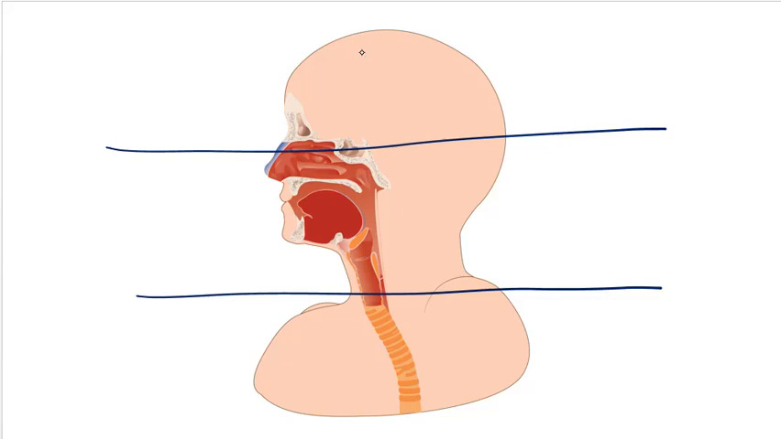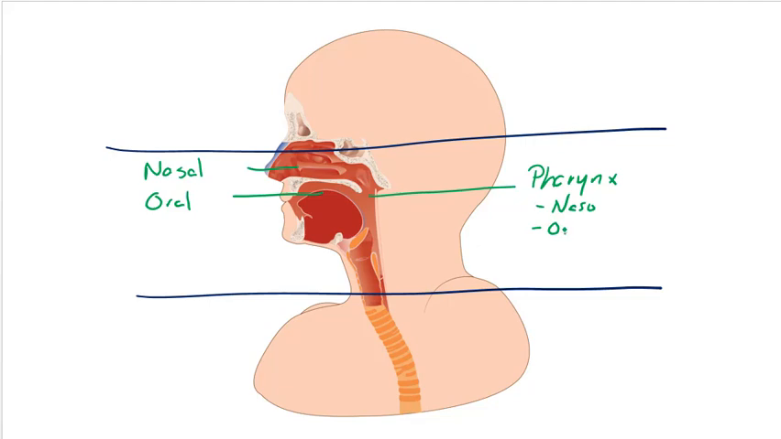Now I'm going to label the parts. Here's the nasal cavity. Here's the oral cavity. And this area directly behind is collectively called the pharynx. We can divide it into three areas: the nasopharynx behind the nasal cavity, the oropharynx behind the oral cavity, and the laryngopharynx. Some books refer to this as the hypopharynx, but that's down here toward the bottom.